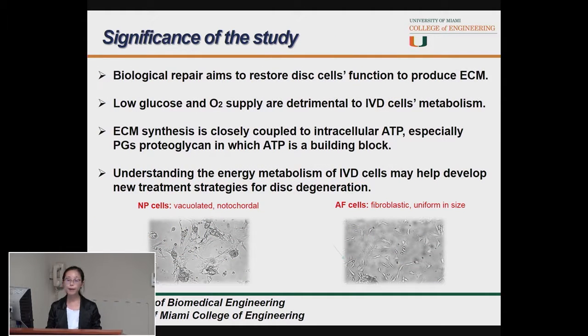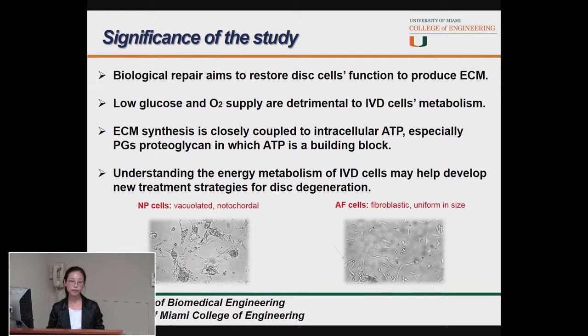Because of that, the biological repair of IVD aims to restore the IVD cells' ability to reproduce their extracellular matrix components, mainly proteoglycan, as this protein can absorb water and pressurize in response to pressure. We already know that low nutrition, in terms of low glucose and oxygen supply, is detrimental to IVD cells' metabolism. In addition, the ECM production of the cells is known to be related to their intracellular energy levels. We also know ATP is the building block of proteoglycan.